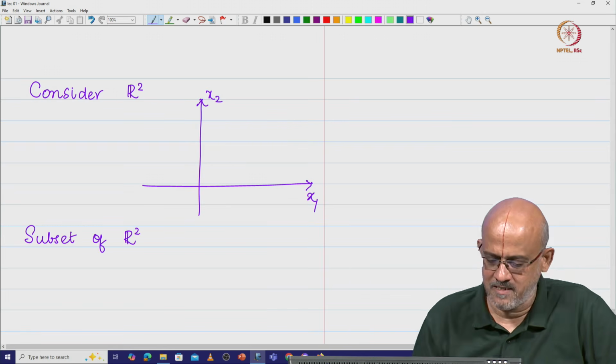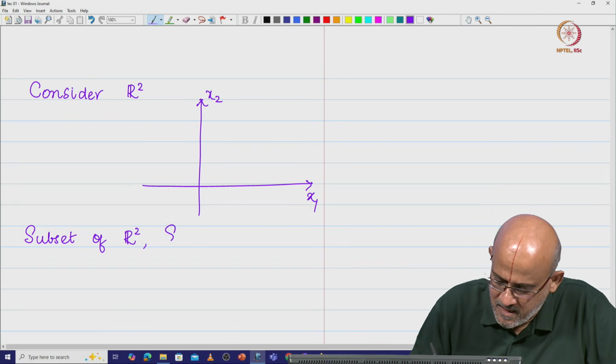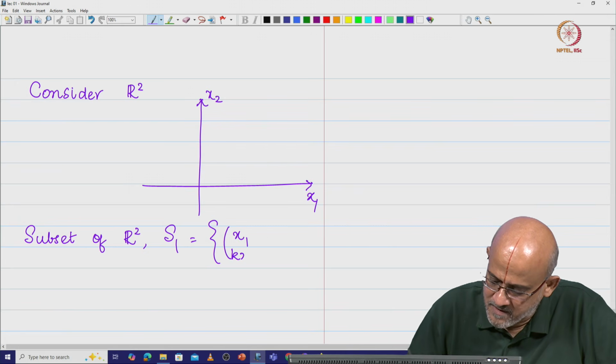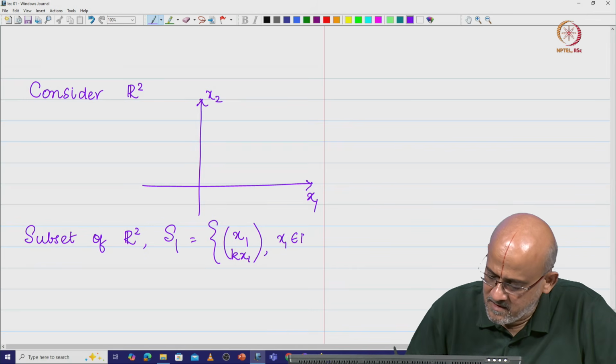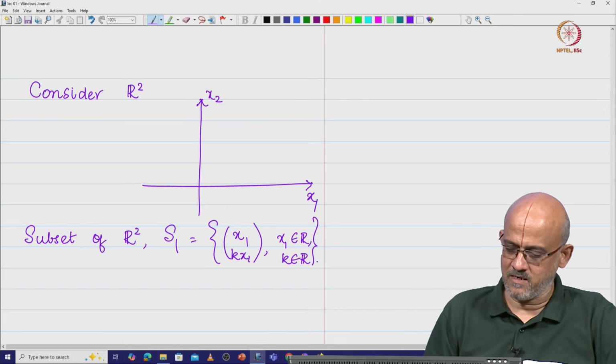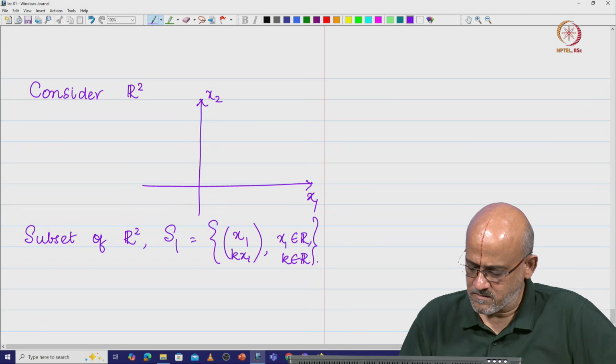Now, what is the subset that I am going to look at? I am going to look at a subset of R2. Let me call that, say, S1, which basically is of the form, let us say, x1 comma k x1, where x1 is real and k is also real, right. I am going to have x1 comma k x1. This is what I am going to have.